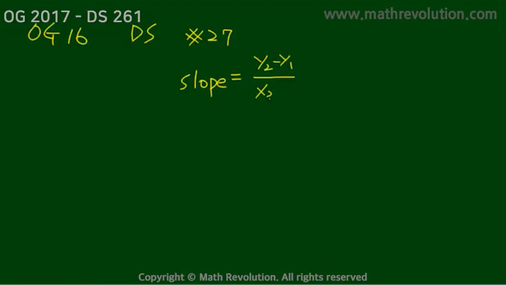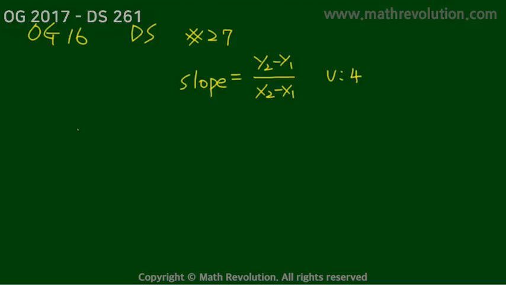Now let's take a look at Official Guide 2016 DS number 27. According to the variable approach method, we can modify the original condition and the question. The question is asking the slope of the line k. The slope is y2 minus y1 over x2 minus x1. So there are 4 variables in the equation.